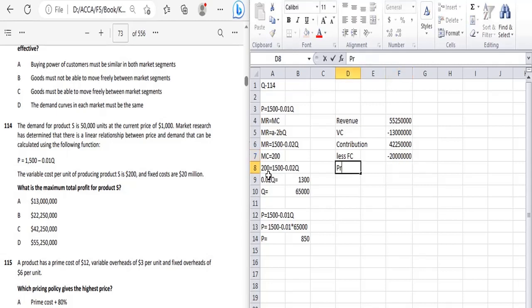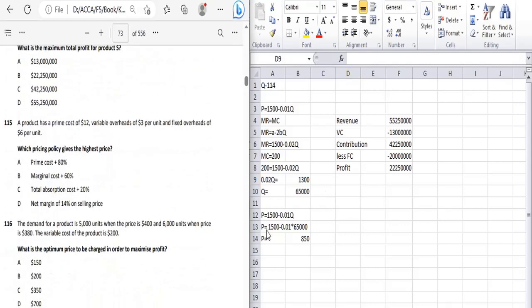So profit will be, okay, no, I think I made a mistake. No, it's right. Okay, so profit is 22.4 million. Okay, hope you got this.